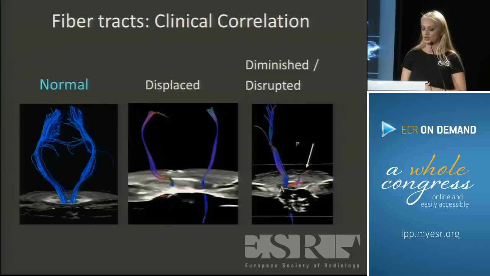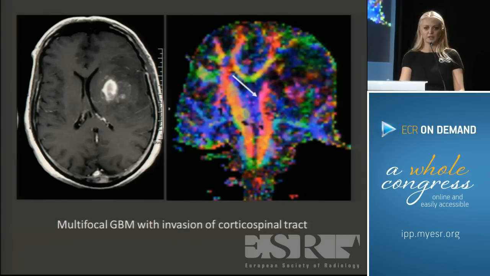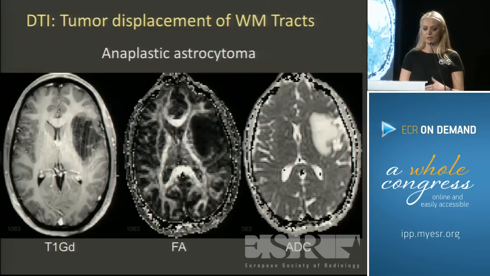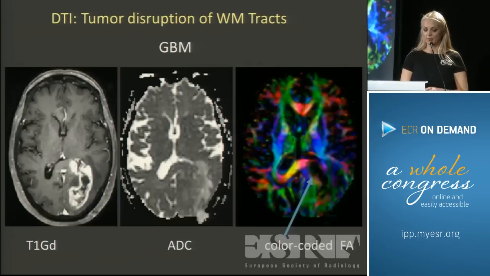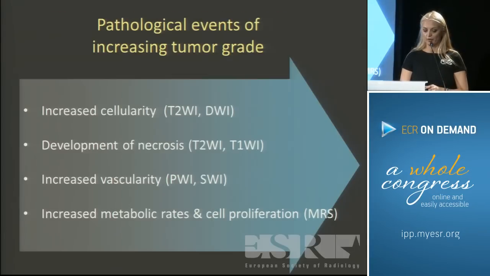This will give you additional information. Are the fibers normal, or maybe just displaced, or even disrupted? By looking at something like this, you will see a tumor that invades the corticospinal tract. If this is normal, then that looks somehow abnormal, even if you cannot really explain it. This would be displacement, this would be tumor infiltration, just as an example, or disruption of fibers.